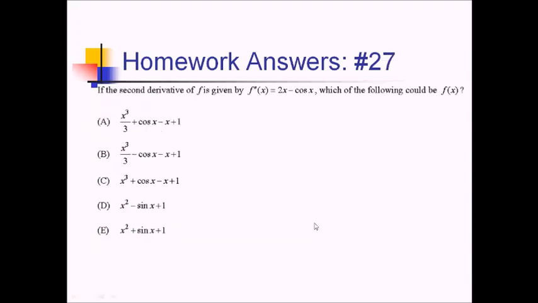For 27, we're given the second derivative, 2x minus cosine of x, and we want to find which could be the original function f. Since we're given the double derivative, we need to go backwards twice, taking two antiderivatives. Let's do that now. So the antiderivative of the original double derivative here is going to be: bump the exponent up to 2, divide by 2, so x squared. And then this is going to be negative sine of x plus c.